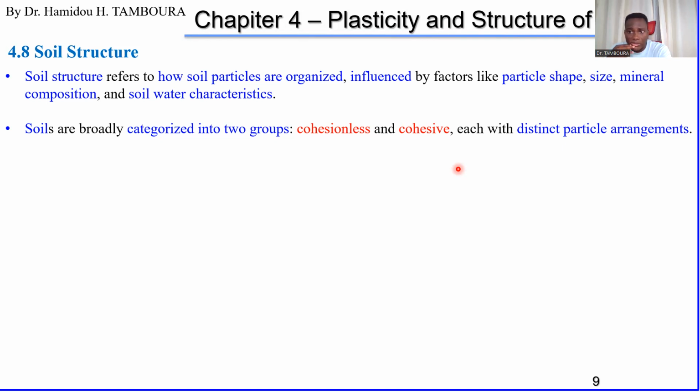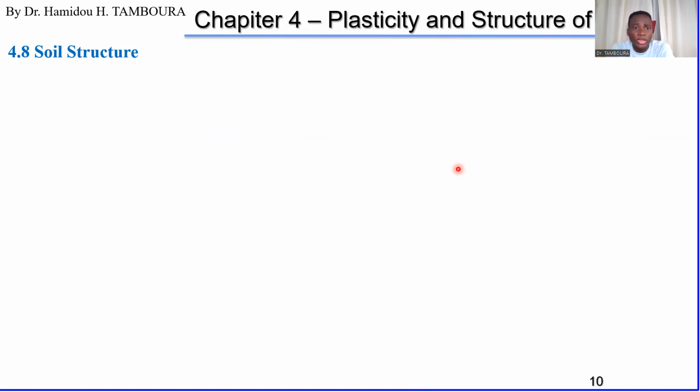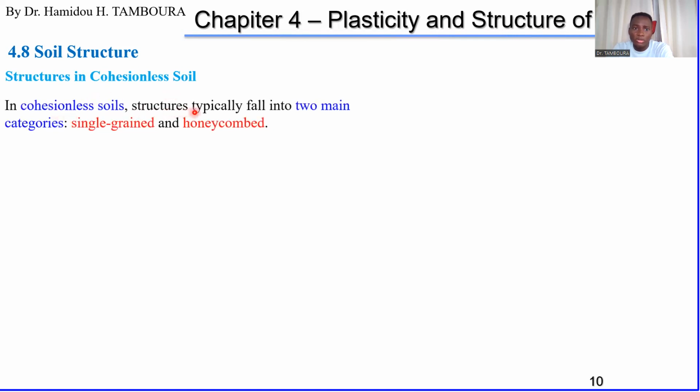Each of them has a different type of particle arrangement. If we check the case of a cohesionless soil, in the case of sand and gravel, for example, the soil structure typically falls into two main categories of organization of the soil particles. We have single grain and honeycombed. I'm not sure if I read it very well, but there are two types for cohesionless soil.